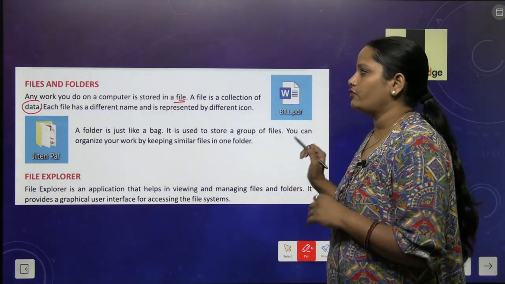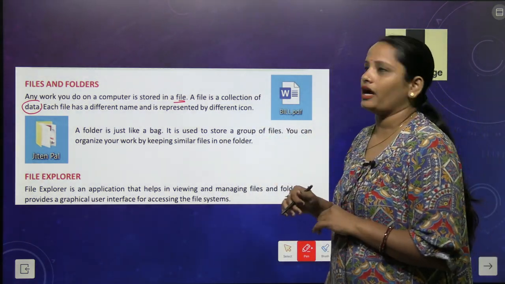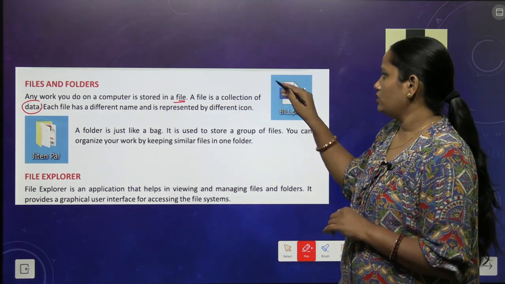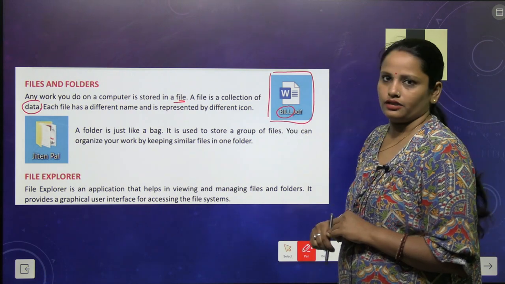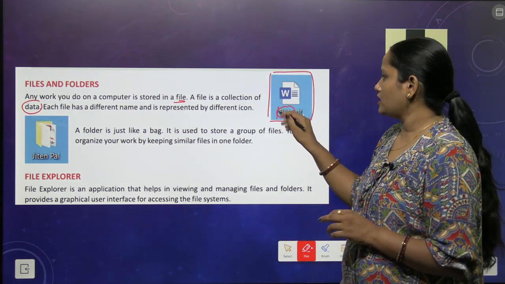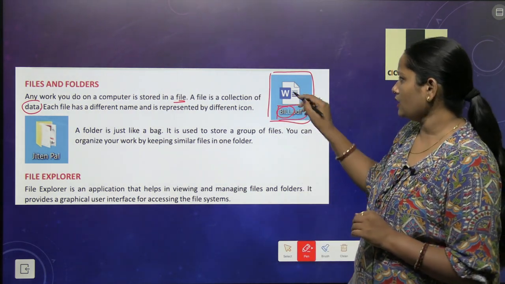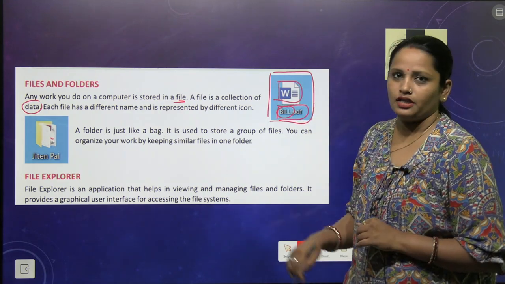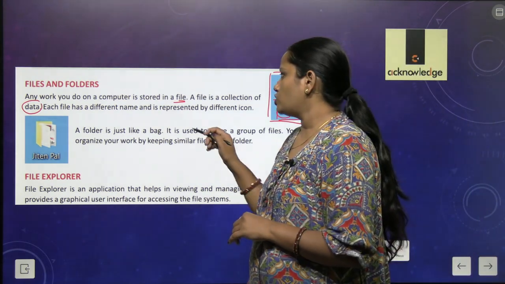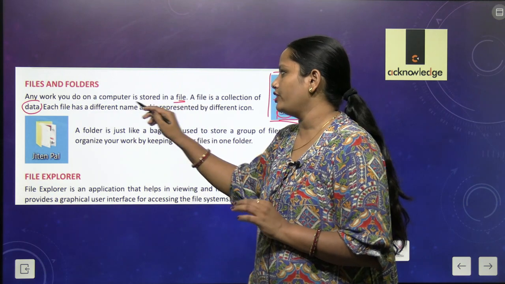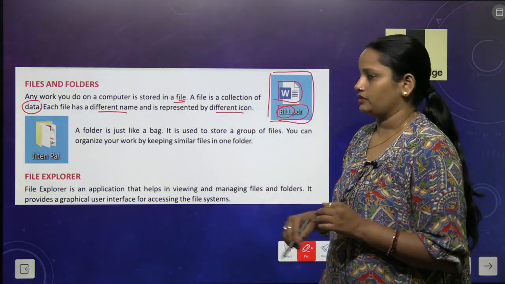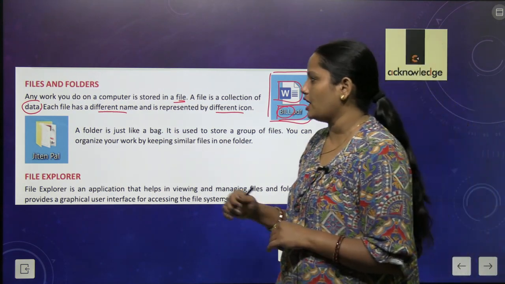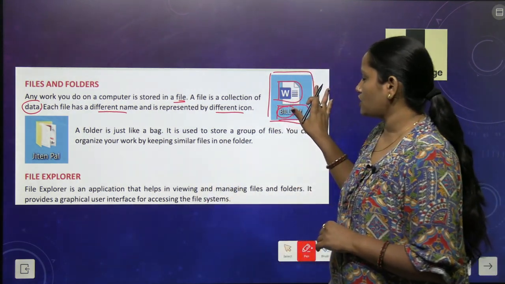Each file has a different name and is represented by a different icon. So this is a file and it has the name bill. Okay, so this is the name of the file and it is a Word file. W is already written here. So each file has a different name and is represented by a different icon. So this was our file.